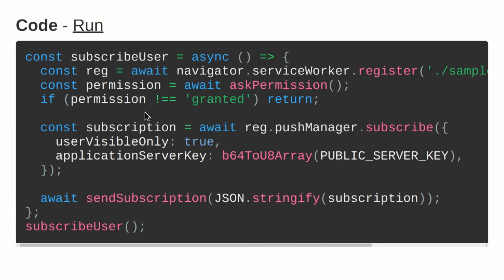Now, all of that together is all you have to do on the web page. That's it. So I'm going to register a service worker. I'm going to ask for permission, double check that it's all valid. I'm going to subscribe the user. And the last step is going to send it to the back end.